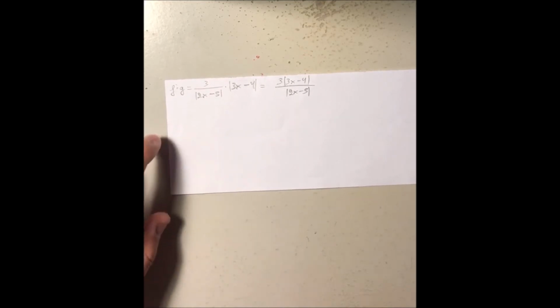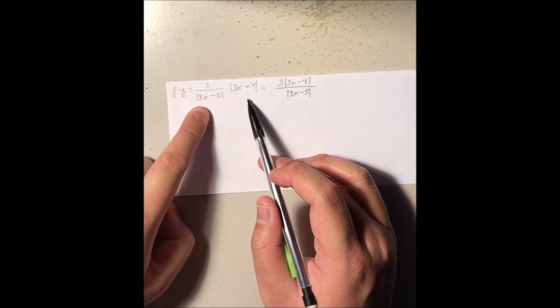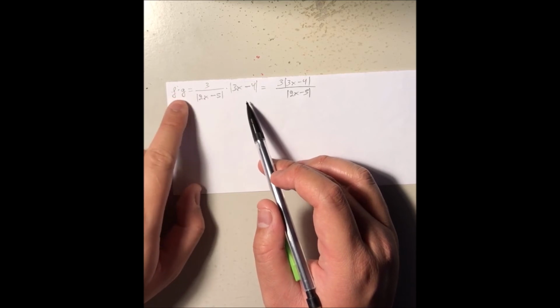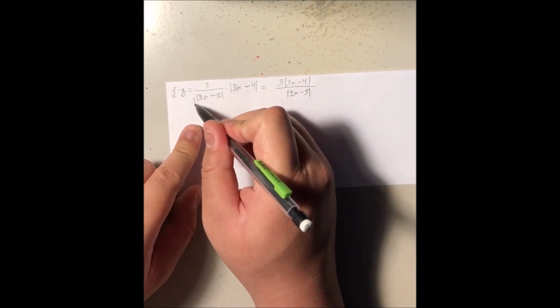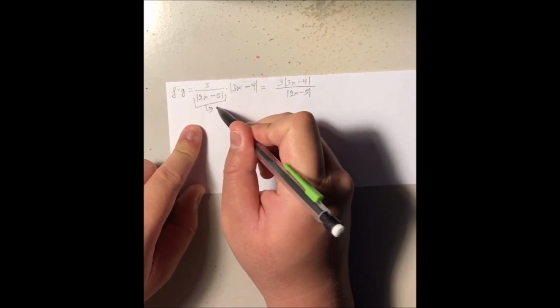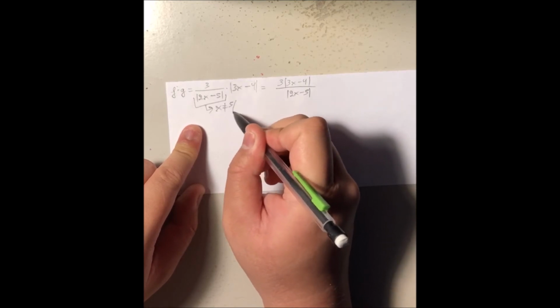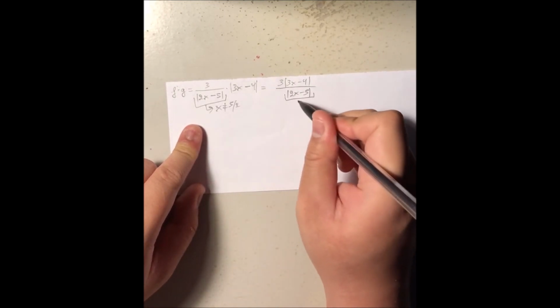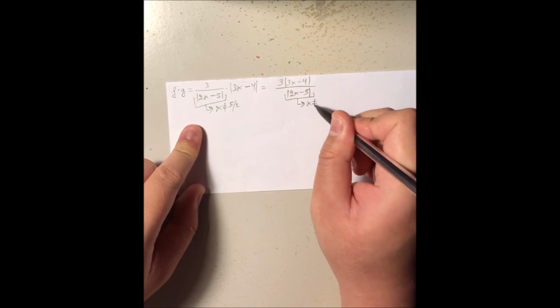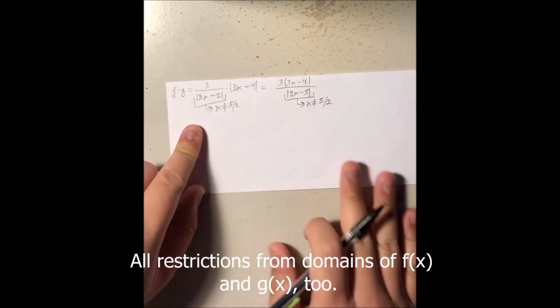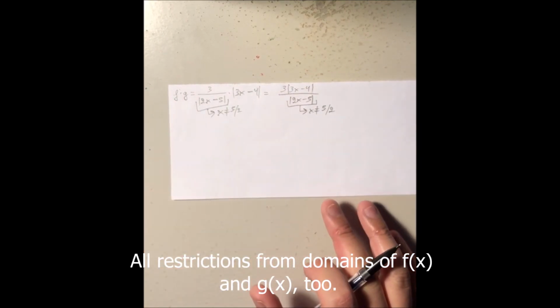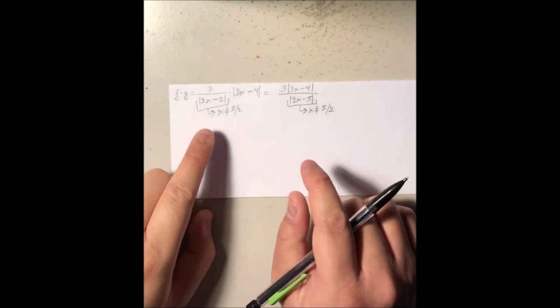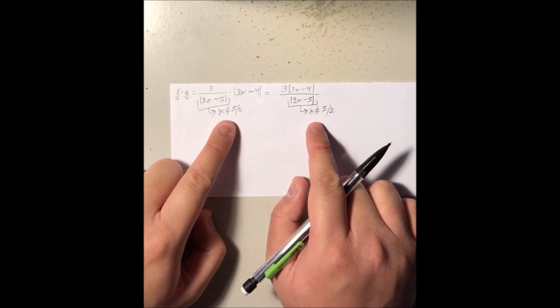So all of the points of restriction at every step of this simplification process for the product of f and g, it's just going to be the same thing. x cannot be equal to 5 over 2. And so all of the points of restriction for the product are just this.